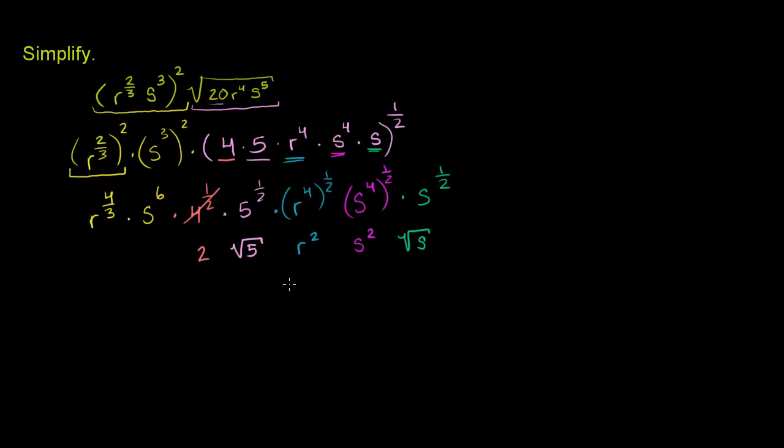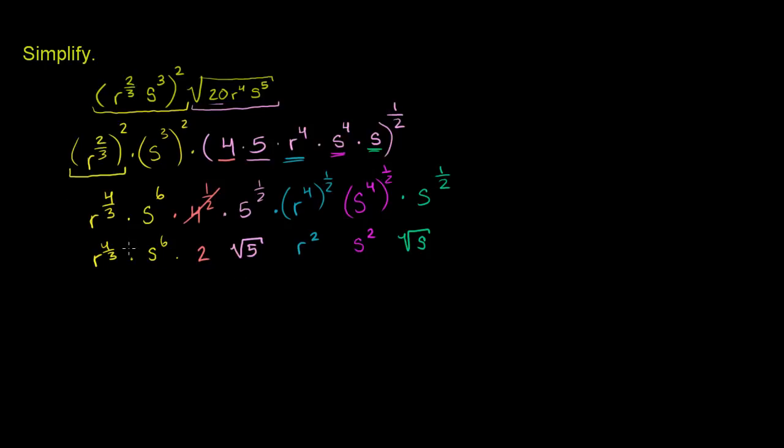And let's see what else we can do here. So we have, let me write these other terms. We have an r to the 4/3 times s to the 6th times 2 times square root of 5 times r squared times s squared times the square root of s. Now, a couple of things we can do here. We could combine these s terms.